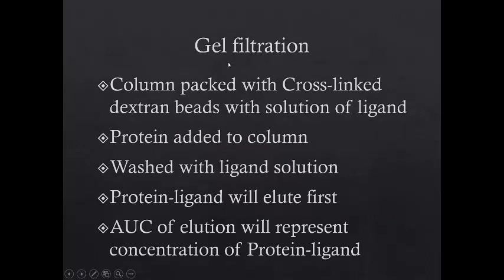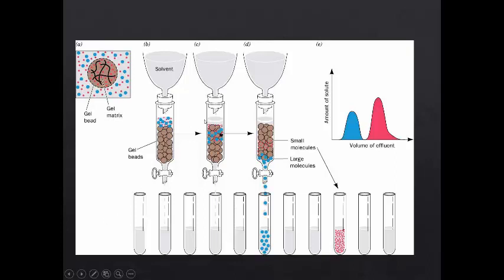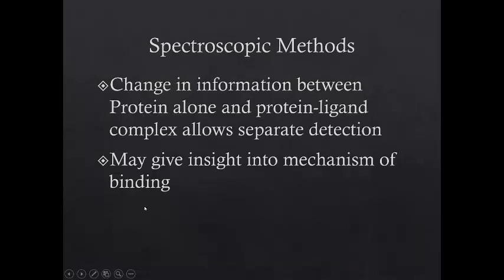You can also use gel filtration, where you have a column packed with dextran beads with a solution of drug in it, and then you add the protein to the column and then wash it with that drug solution, and the bound protein drug will elute first, and then you can measure that with your detection system. This I've never used, and here's what it looks like. I'm not going to spend too much time on that because I don't really care. It's just another method.